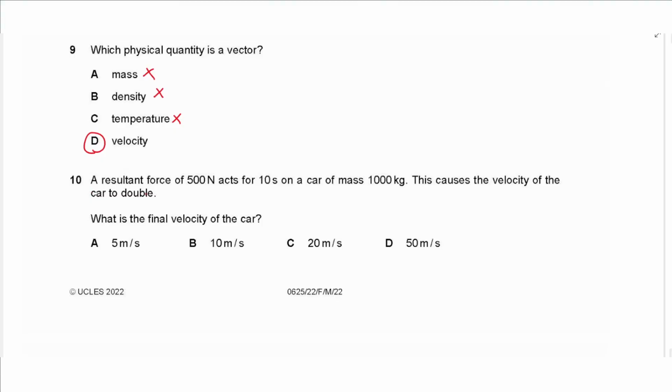Question 10 says, a resultant force of 500 newtons acts for 10 seconds on a car of mass 1000 kilograms. This causes the velocity of the car to double. So if the initial velocity was u, the final velocity would be 2u. What is the final velocity of the car? So we can use the equation impulse, or force multiplied by time, equals mass multiplied by the change in velocity. So 2u minus u, final minus initial. And we can simplify that, 2u minus u is u.